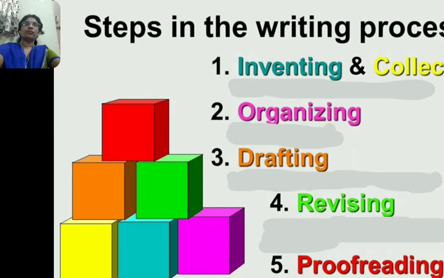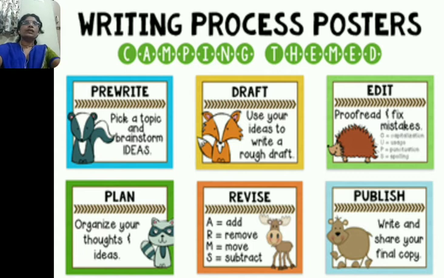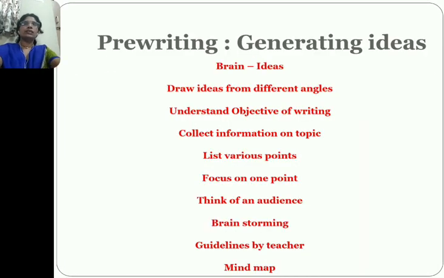In the first step, we collect the ideas, then we organize the ideas, then we prepare a rough draft, we revise it, and then we do proofreading. In the pre-writing stage, we pick up a topic, we brainstorm the ideas, we make a draft, we edit it, then we revise it and we publish it. In the first stage, it's a pre-writing stage, generating various ideas.